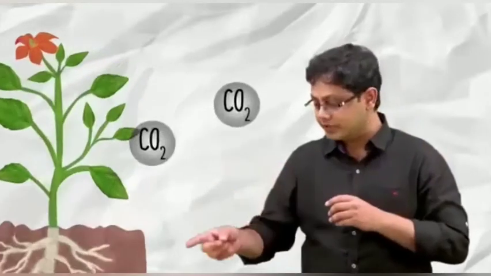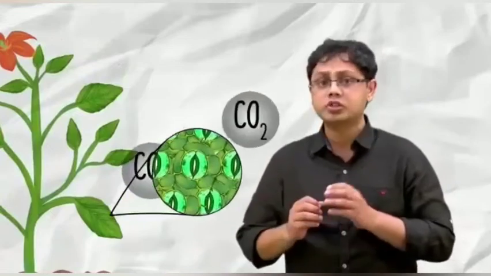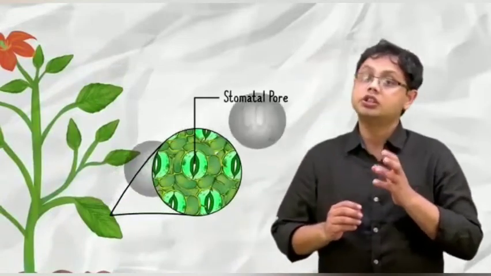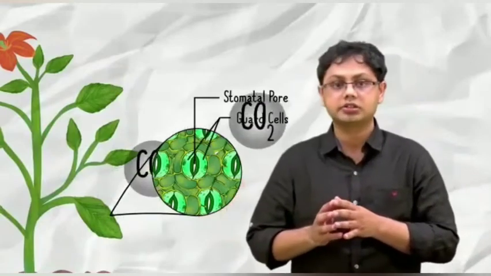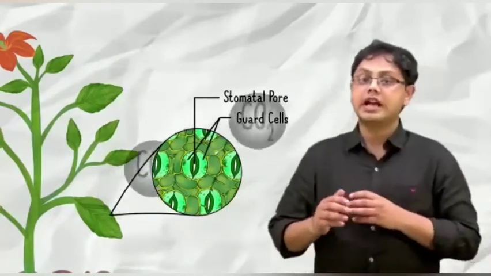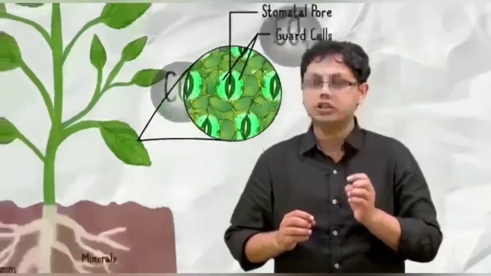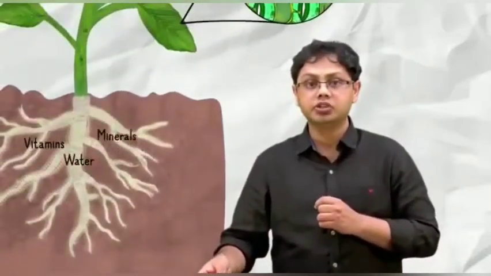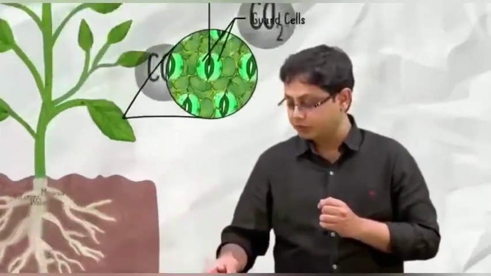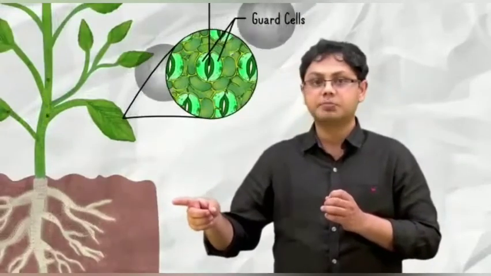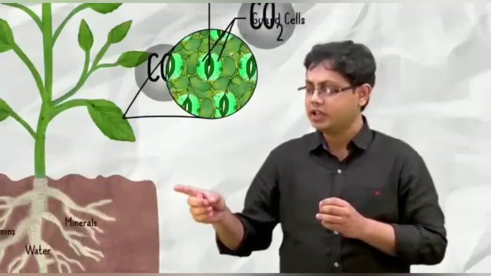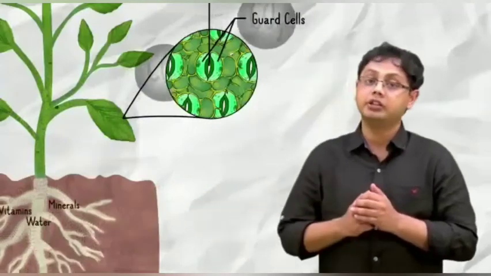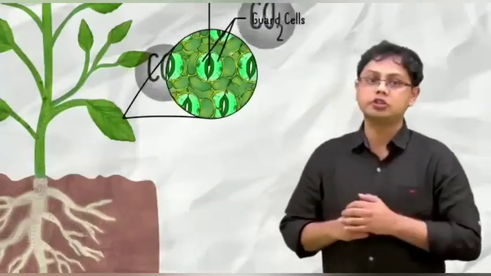The plant absorbs carbon dioxide from the air through its leaves, through tiny little pores called stomata. Stomata are surrounded, as you can see, by guard cells. The water, vitamins, and minerals required as raw material are absorbed by the roots and then transported from the roots through the stems to its branches and finally to the leaves, where most plants carry out this process of making food, the process of photosynthesis.